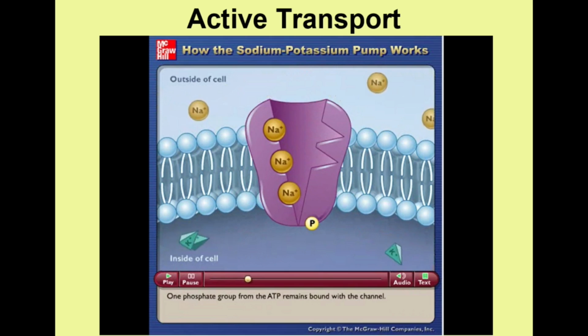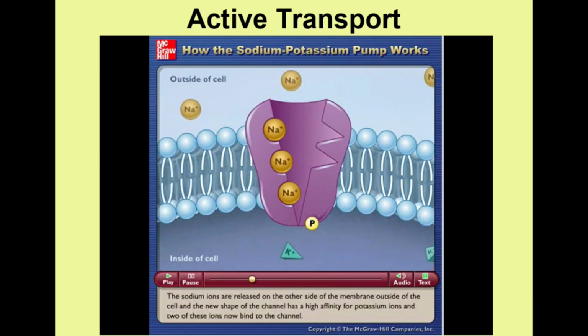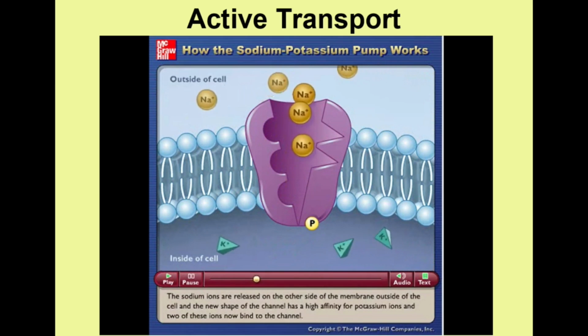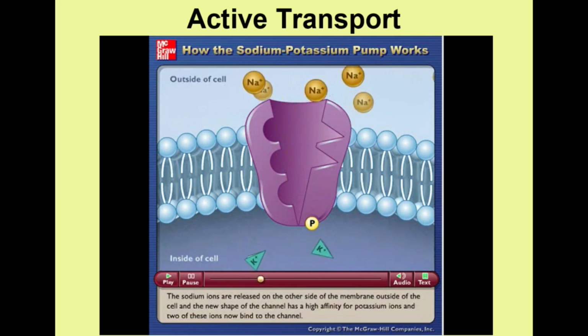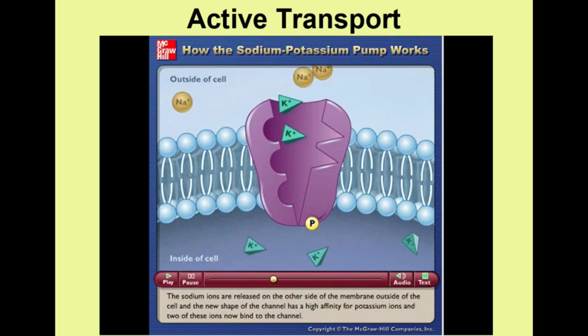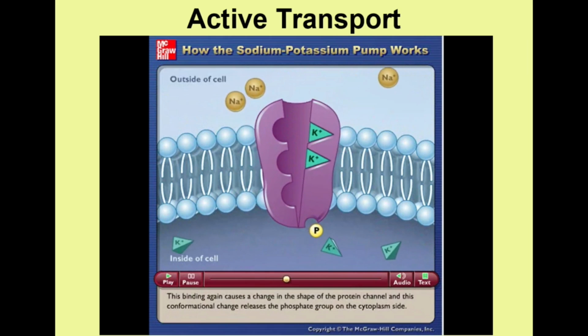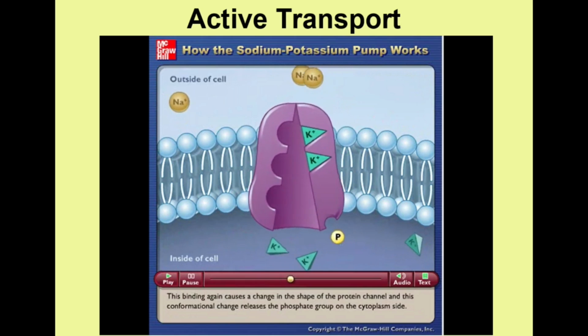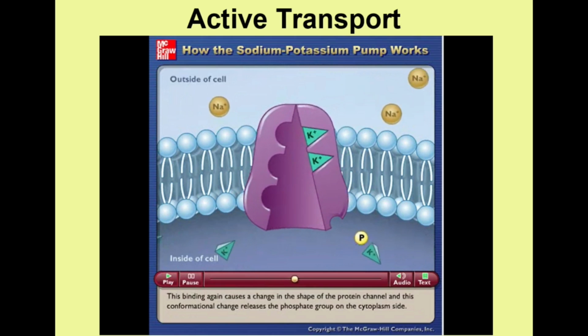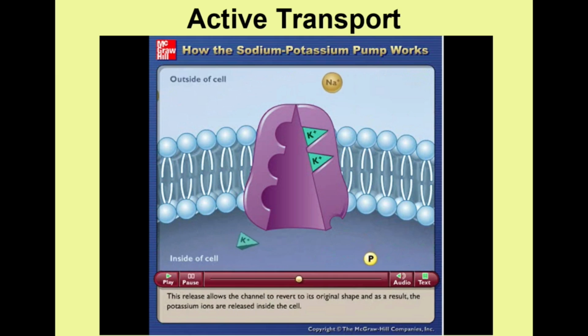One phosphate group from the ATP remains bound with the channel. The sodium ions are released on the other side of the membrane, outside of the cell, and the new shape of the channel has a high affinity for potassium ions, and 2 of these ions now bind to the channel. This binding again causes a change in the shape of the protein channel, and this conformational change releases the phosphate group on the cytoplasm side.